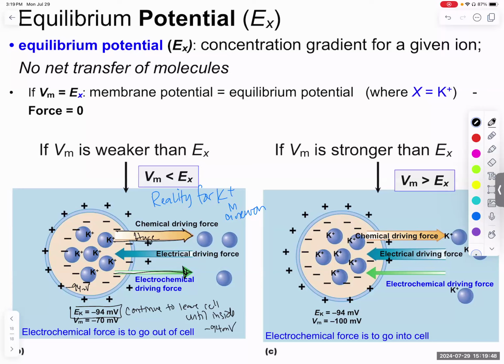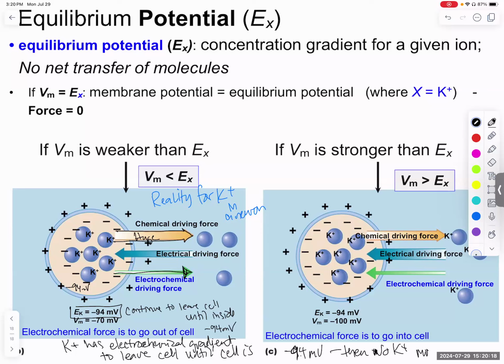And so potassium has a driving force to leave the cell, has a chemical gradient to leave the cell, until the cell is negative 94 millivolts, then no potassium moves. Why? It's at equilibrium. What is equilibrium? The chemical force is equal and opposite to the electrical force. And so that's what the equilibrium is.